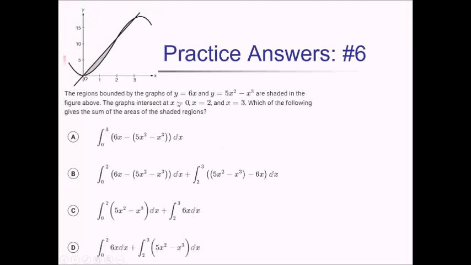For this problem, we're given the regions bounded by the graphs y equals 6x and y equals 5x squared minus x cubed. We've got these shaded regions, and basically we're trying to find the area of those shaded regions. We're told that these graphs intersect at 0, 2, and 3, which is good because we don't have a calculator to verify this. So we want to know which expression would give us the sum of the areas of the shaded regions.